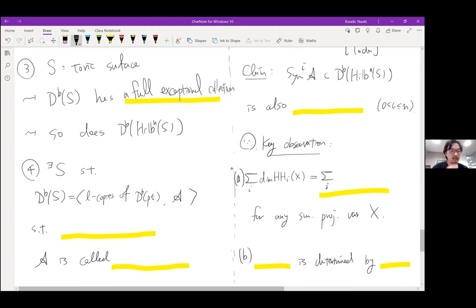So the final one is also interesting. It's a kind of pathological example for the derived category. So it is known that there exists some surface S such that its derived category has an exceptional collection plus its semi-orthogonal complement A, such that A is not zero as a category, but its Hochschild homology vanishes. Such a category A is called a Hochschild phantom.